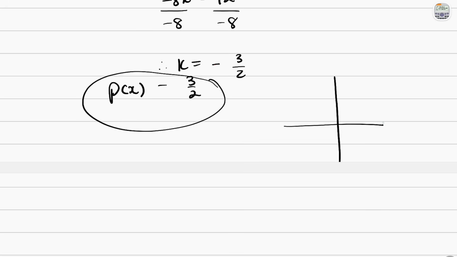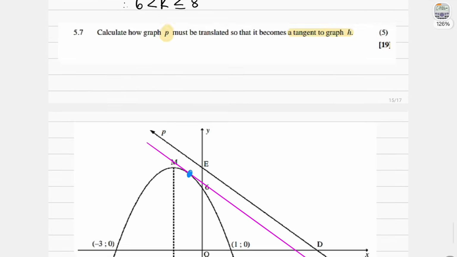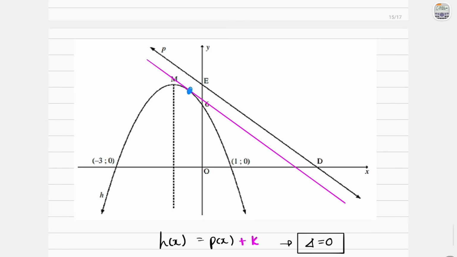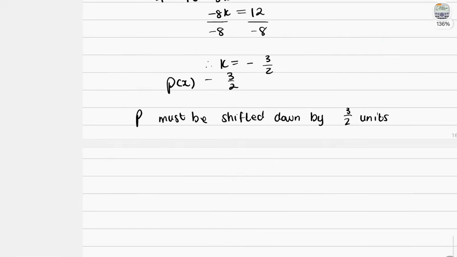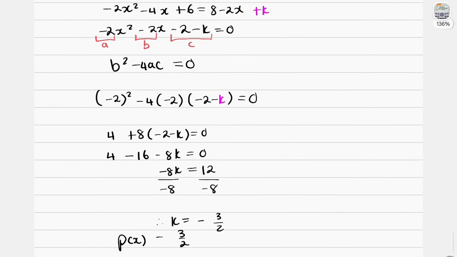P of x stands for the y values of p. If you take all the y values, it means you are taking that graph and you are shifting it down. You know that that graph looks like that. You're taking it down by 3 over 2 units. And that's what we are doing there. So how far must it move down? It must move down by 3 over 2 units. So you can just say that in words. There we go. P must be shifted down by 3 over 2 units.